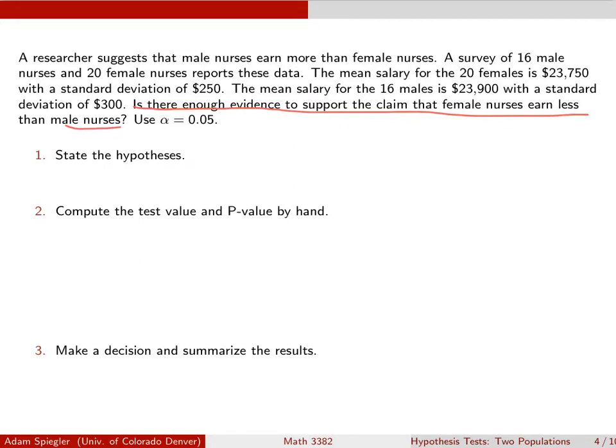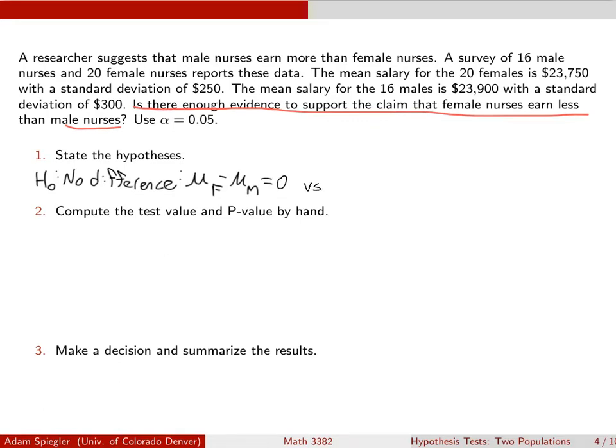So usually researchers have a claim like this. And the first step is setting up your hypotheses. So in this case, the null hypothesis is always going to be there is no difference. So in this case, it would be that mu sub f, for example, minus the mean salary for male nurses, mu sub m, is going to be 0. There's no difference in the pay that these two groups make.